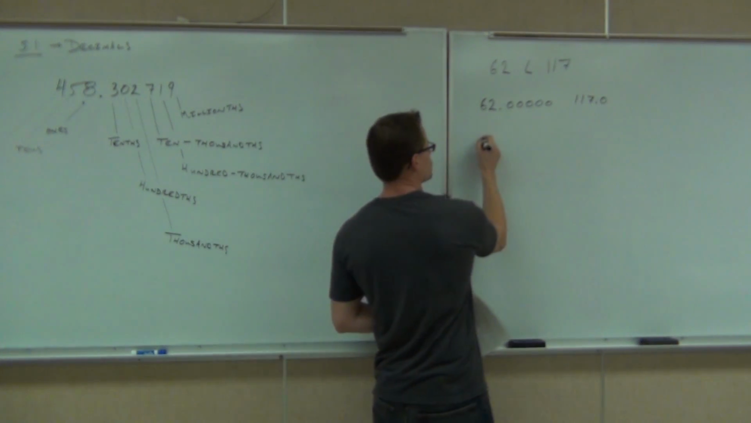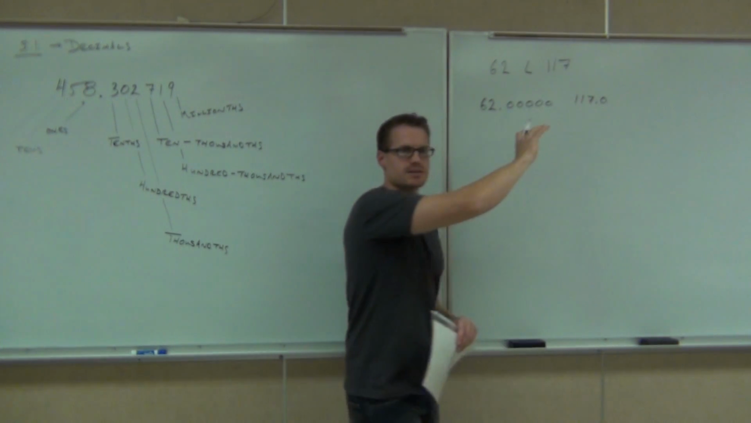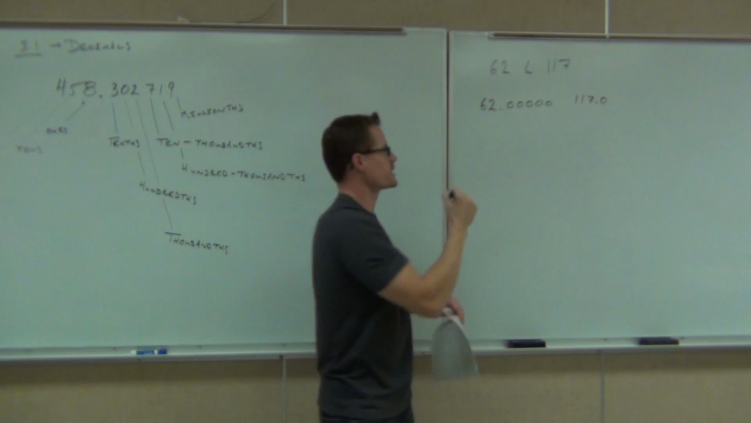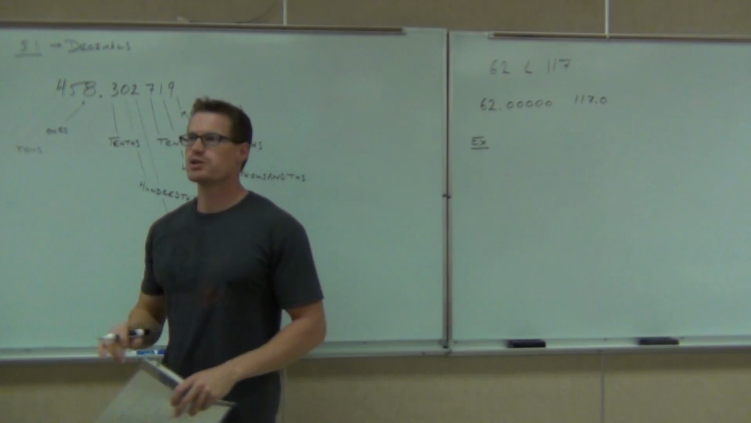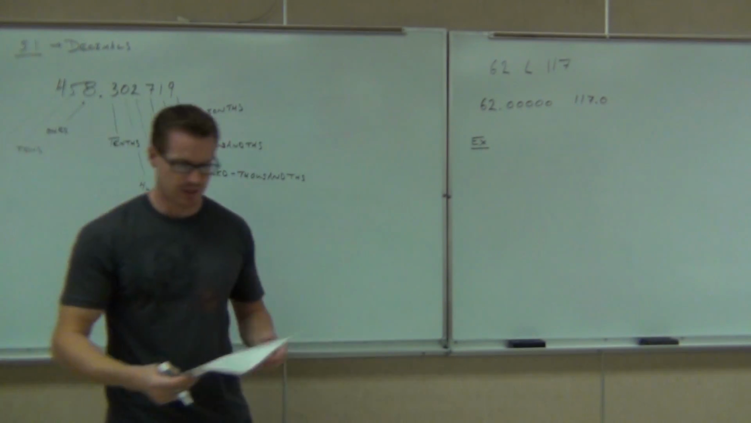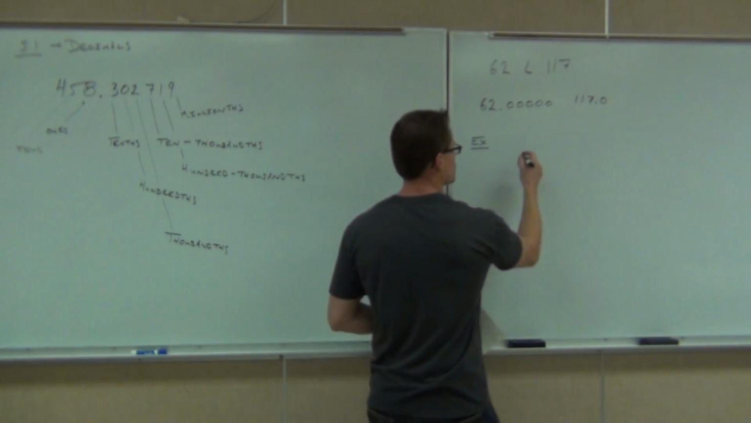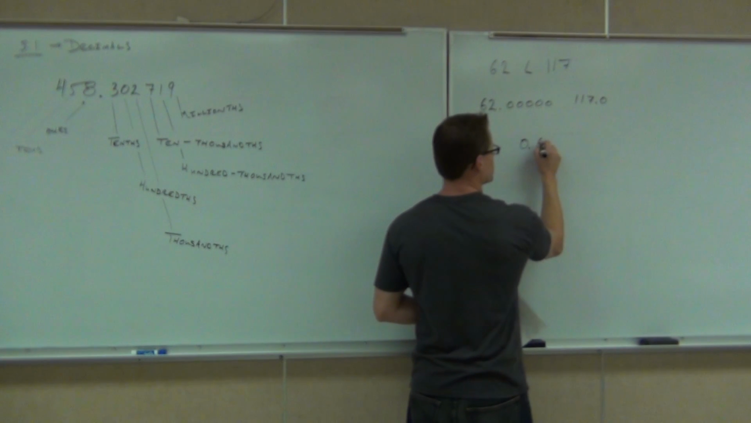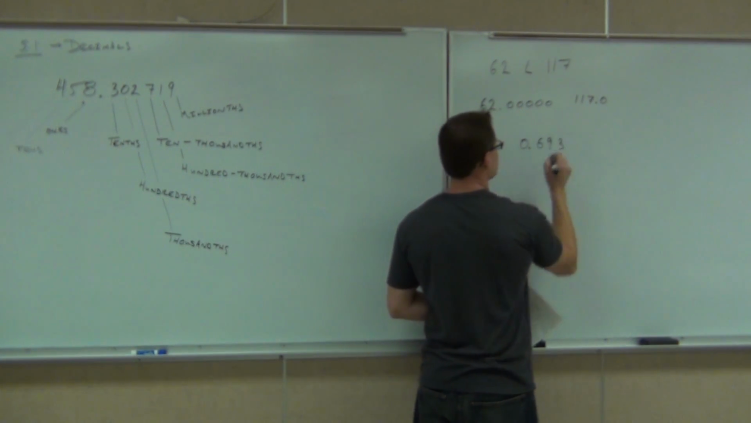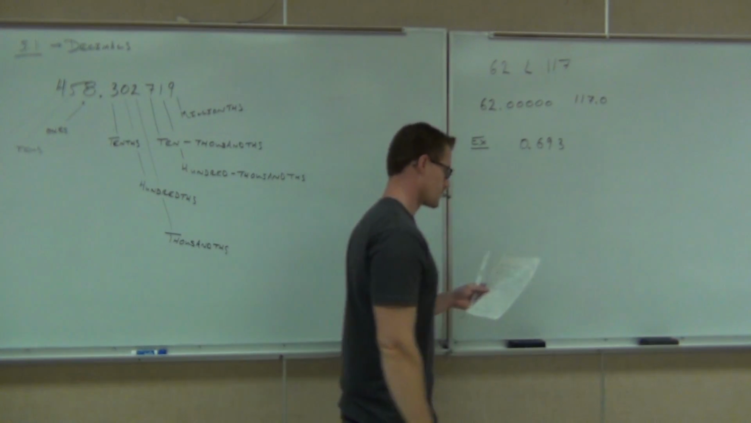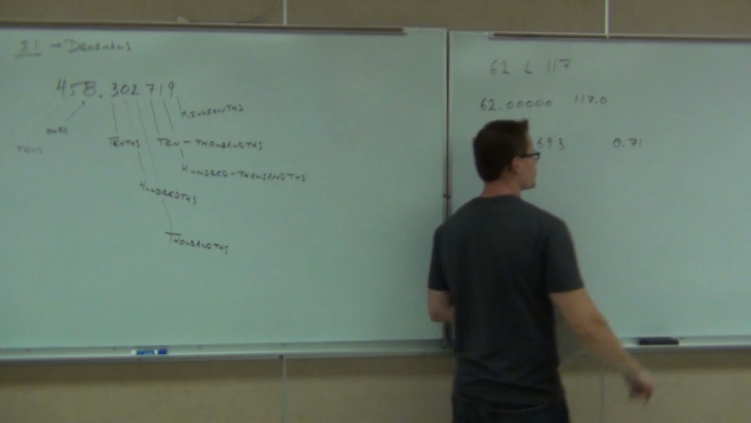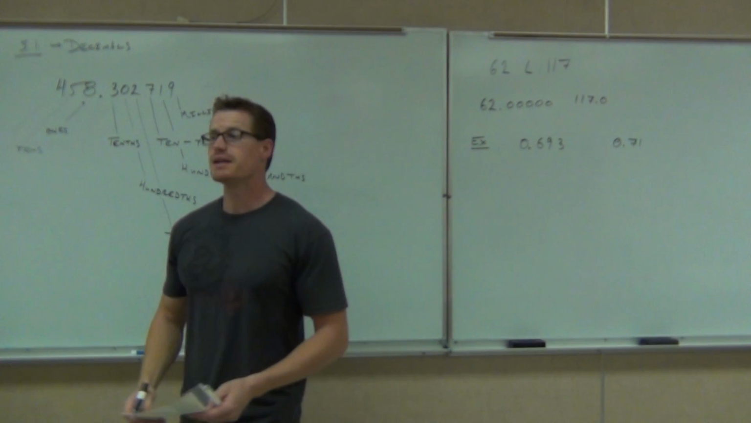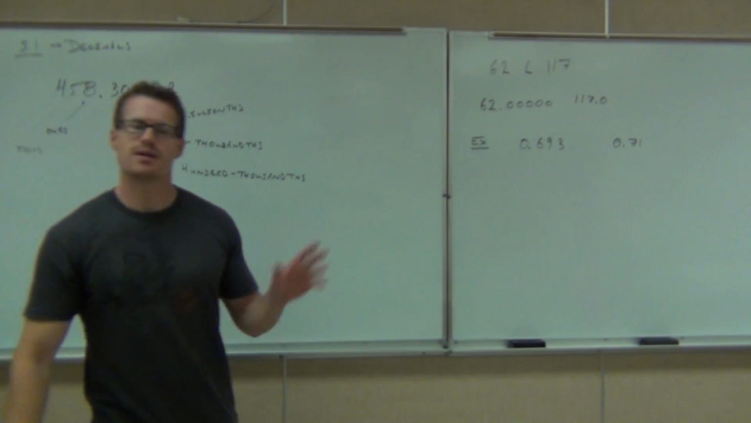Now, people struggle with this one, right? That's not a problem with whole numbers, because that's pretty easy to do. What I'm concerned with is, are you going to be able to find the difference between decimals? Such as, if I give you 0.693 and .71, I need you to be able to figure out which one is bigger.